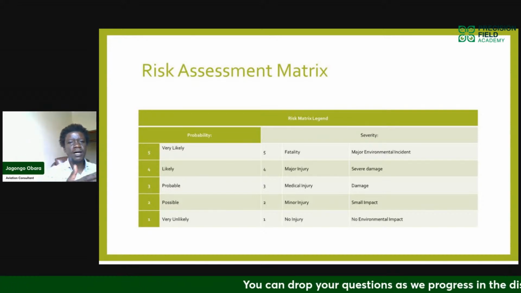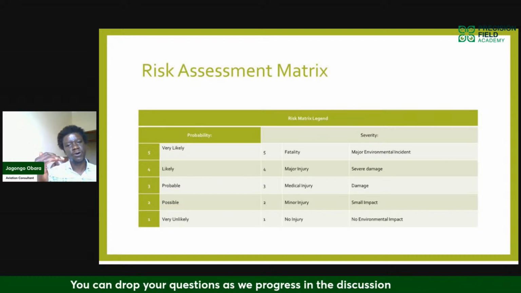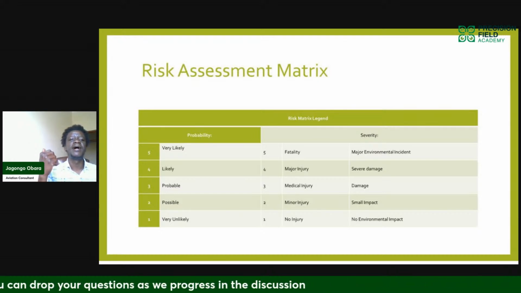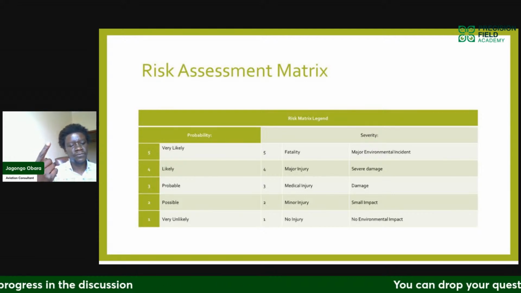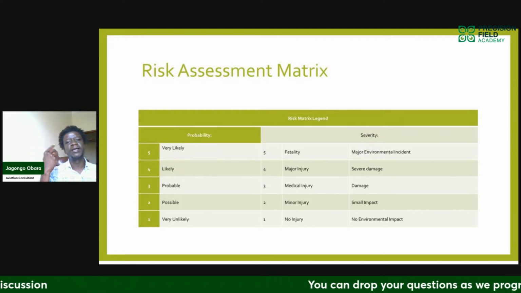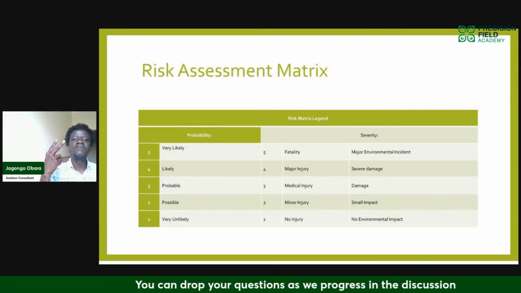So the risk assessment matrix is usually categorized on a scale of 1 to 5, on the basis of the probability of that incident happening, and should it happen, what is the severity of it?